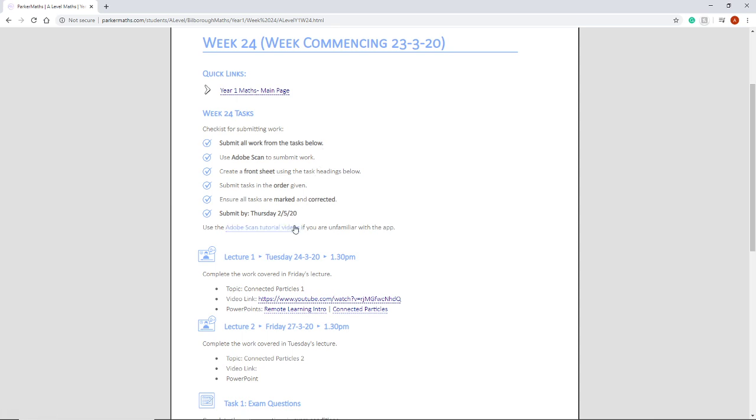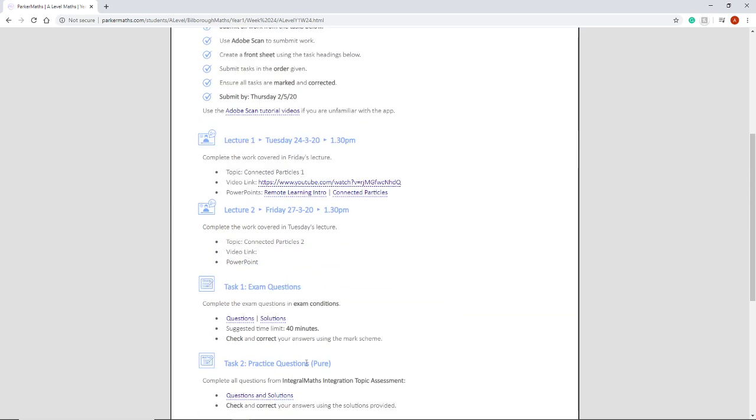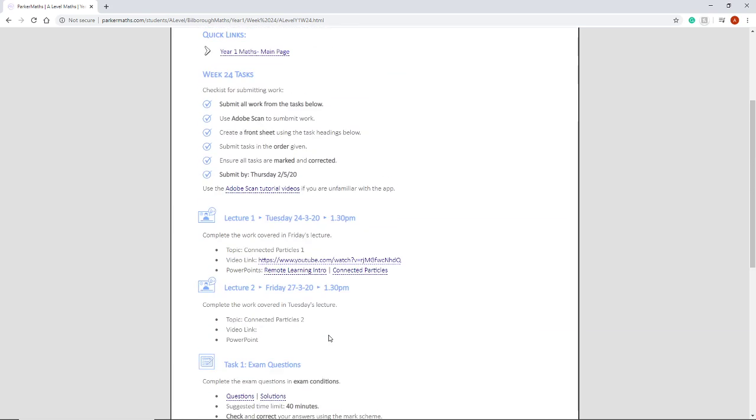There's a link here to the tutorial videos if you've not done it before. If we get a chance, we'll create a front sheet, and if you're lucky enough to have a printer, you can obviously print that off. Otherwise, for your front sheet, just write down what the task headings are here, and pop them in.